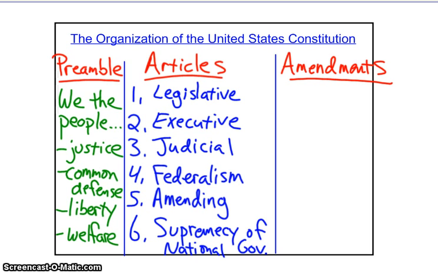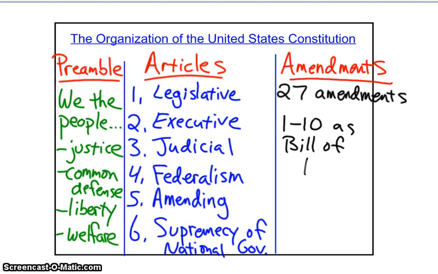The last part of our Constitution are the amendments, the things that we have added over the years. First thing to know is there are now currently 27 amendments. One day there will be more, but 27 is where we're at now. Amendments 1 through 10 are known as the Bill of Rights. And we'll get into the amendments a lot next unit.